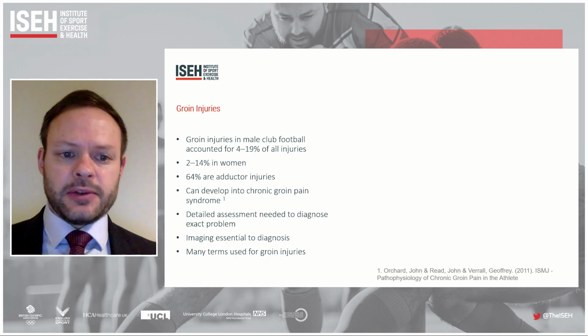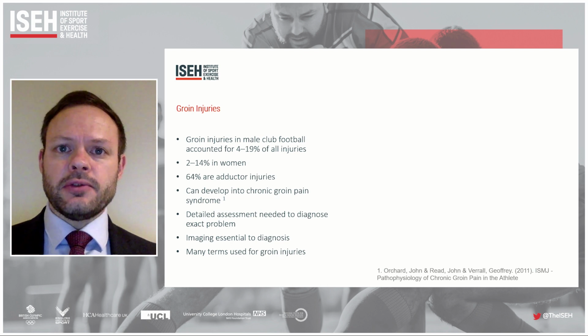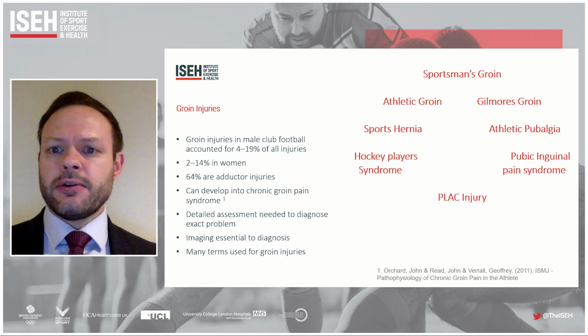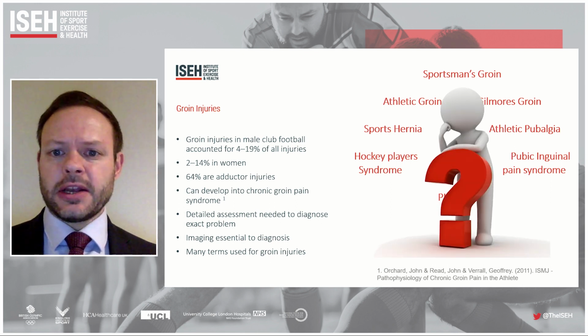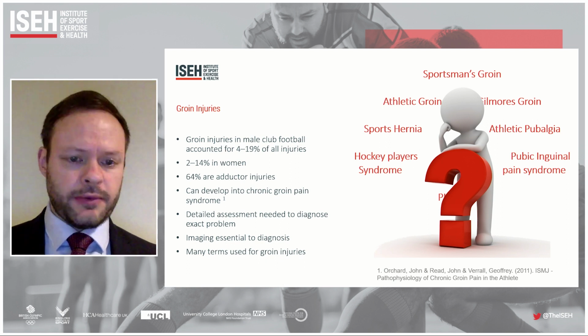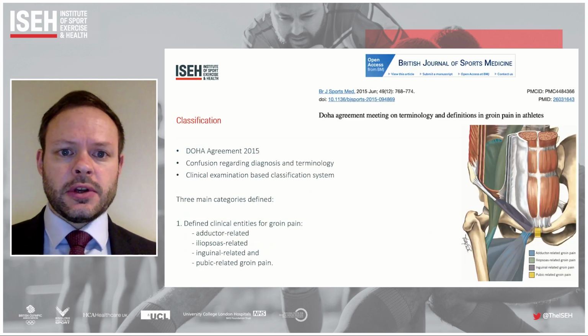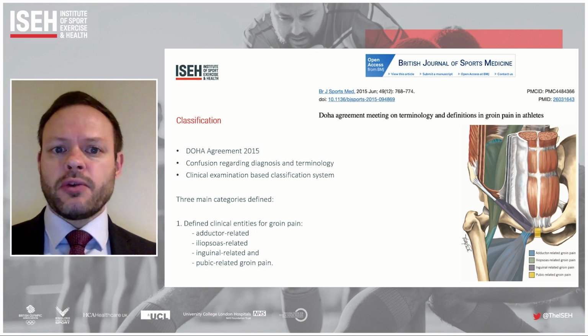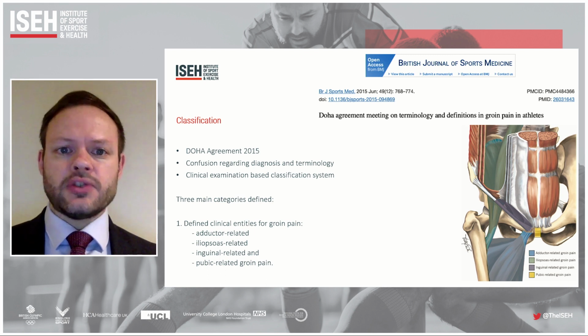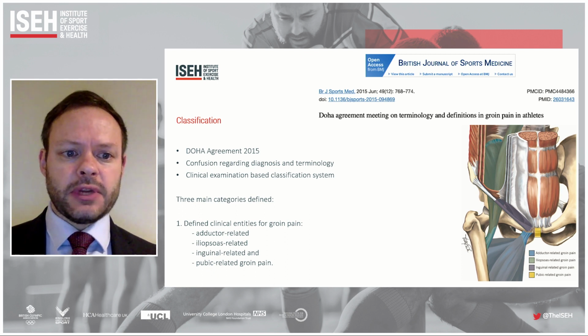We do need a detailed assessment to diagnose the exact problem, and imaging is essential to this. There's many terms that have been used for groin injuries, and here are some of them that have been used in the literature. And this can make it quite confusing when trying to diagnose and treat problems with so many terms. Leading on from that, there was the Doha Agreement in 2015 to try and classify the exact injuries being seen in the groin. And they defined three main categories.